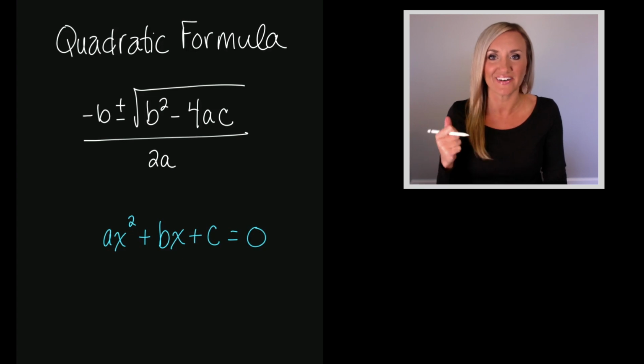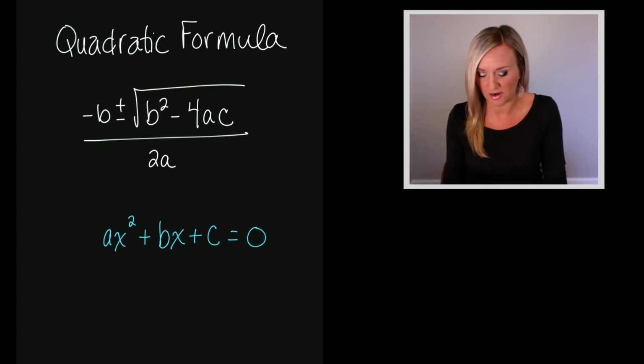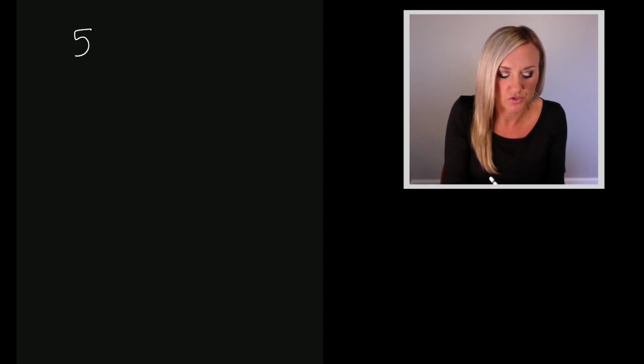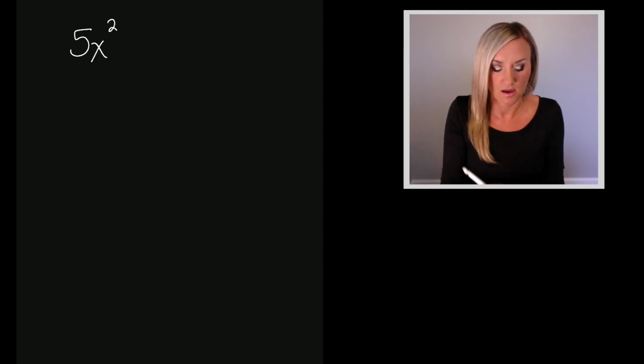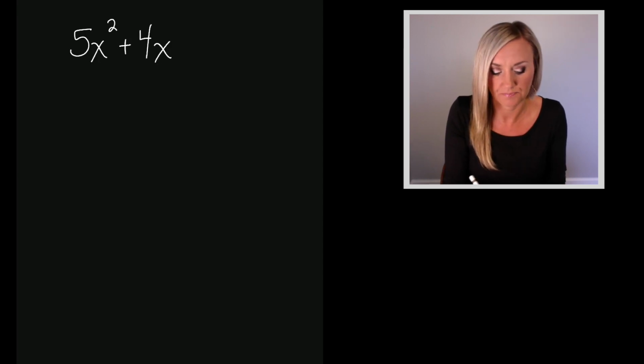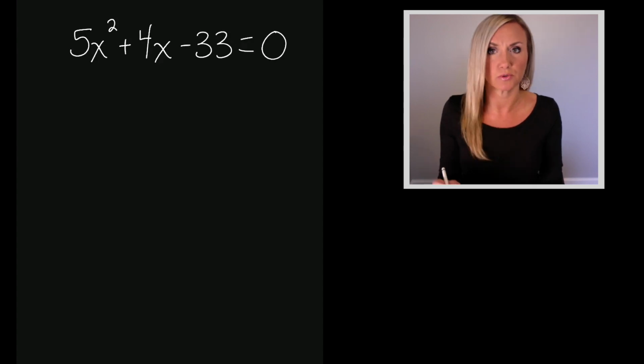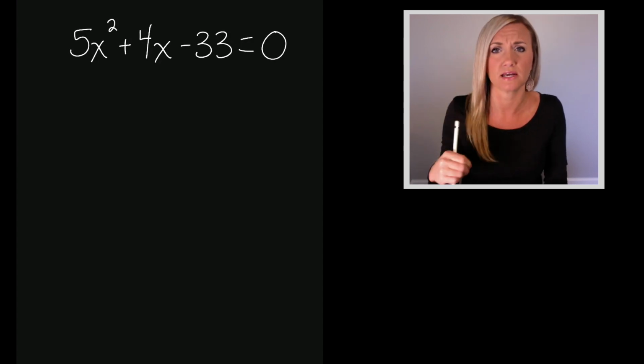All right, so let's try a problem. Let's do 5x squared plus 4x minus 33 equals 0. I hope that you're writing this down with me.